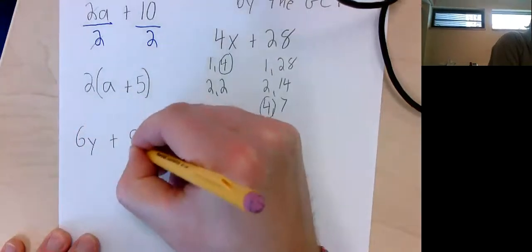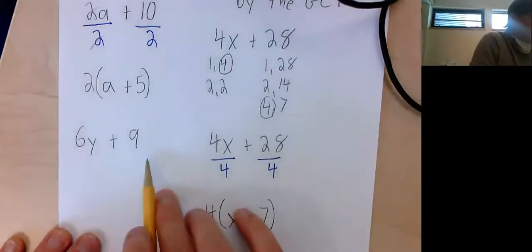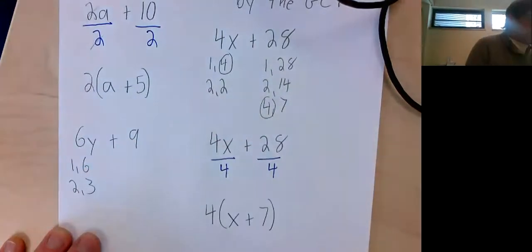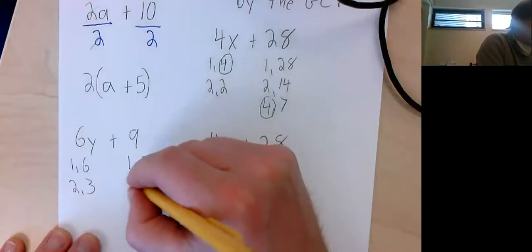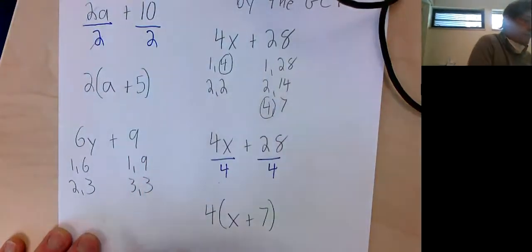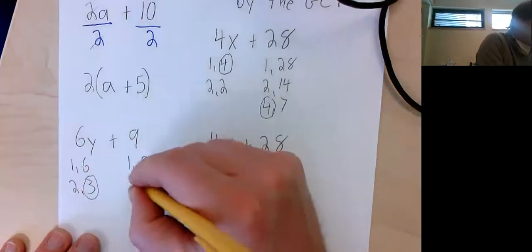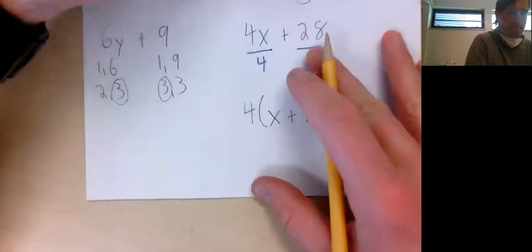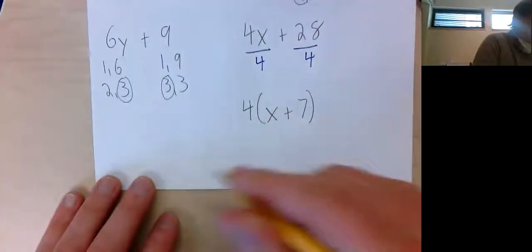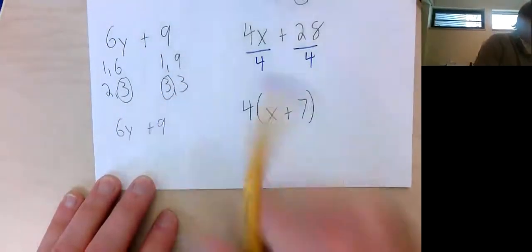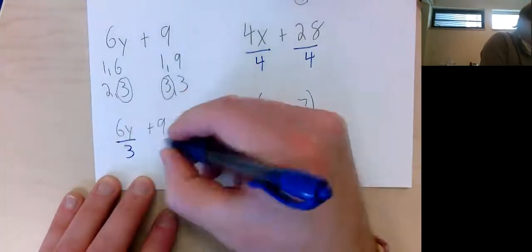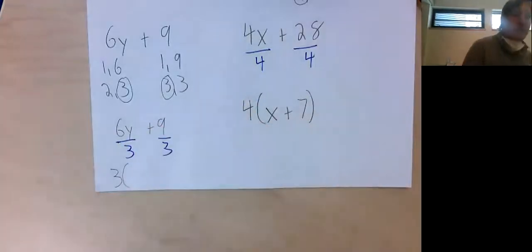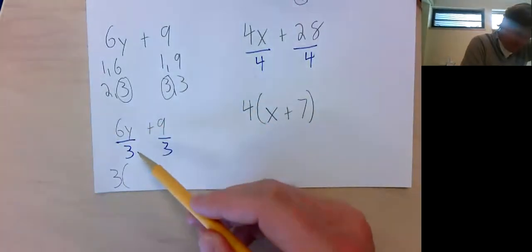6y plus 9. Listing out the factors of each term, 1 and 6, 2 and 3. For 9, 1 and 9, 3 and 3. My greatest common factor is 3. So that's what I'm going to divide out. 6y plus 9, dividing by that greatest common factor 3. That greatest common factor 3 becomes the outside of my parentheses, and now I just divide that out.